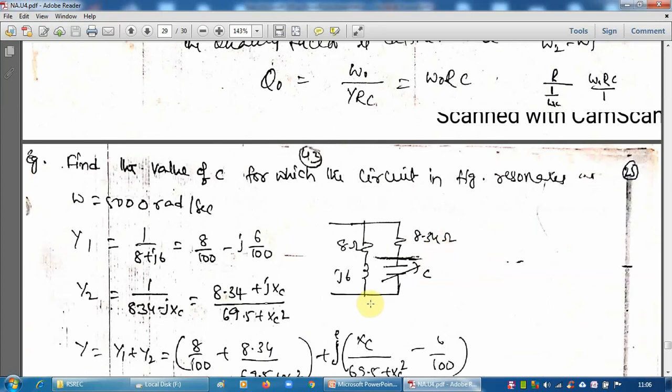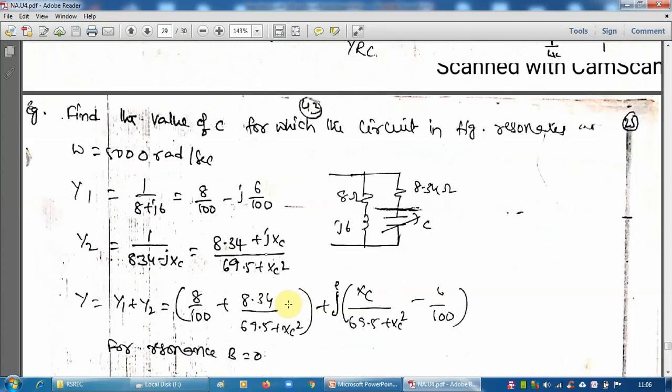So note that the parallel circuit is known as anti-resonant circuit. Anti in the sense opposite to that of the series circuit. All the observations or all the points are reciprocal or opposite. Anti-resonant. Now we can do some problems also.